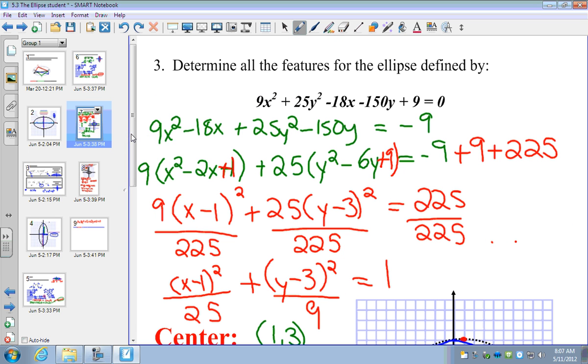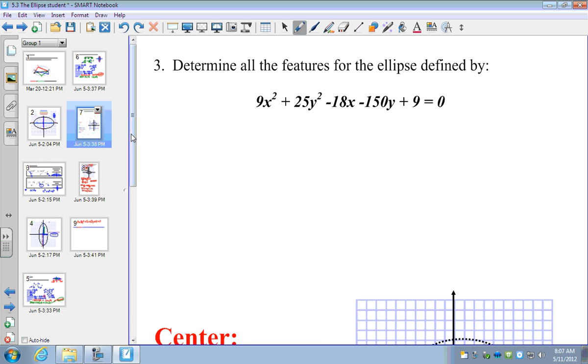Okay, we need to determine all of the features for this ellipse. So this is now no longer in standard form. This is all in general form. We want to get it to equal 1, and I'll walk you through this process. Okay, so the first thing I'm going to do is I'm going to take this constant to the other side. I'm going to rewrite this as 9x squared, and I'm going to put all my x's together, minus 18x plus 25, putting all my y's together, is equal to negative 9.